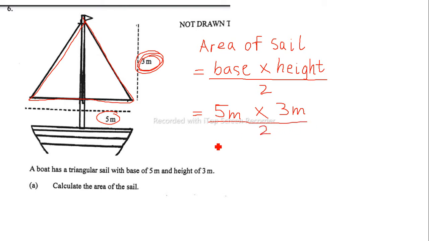And this is going to be equal to, what is 5 times 3? It's 15 m. 15 m what? 15 m squared, because you have an m and an m. And we're going to divide it by 2. And what is 15 divided by 2?